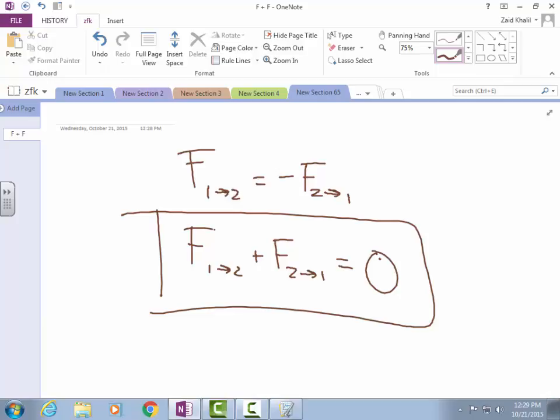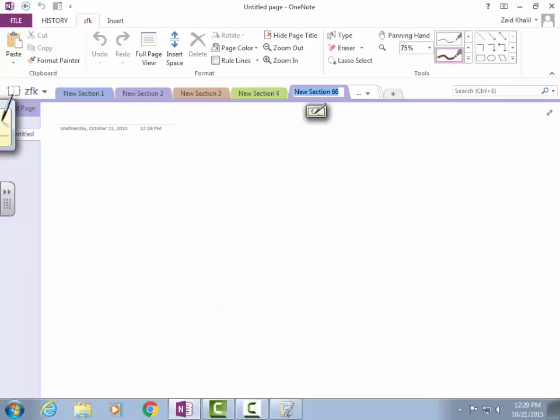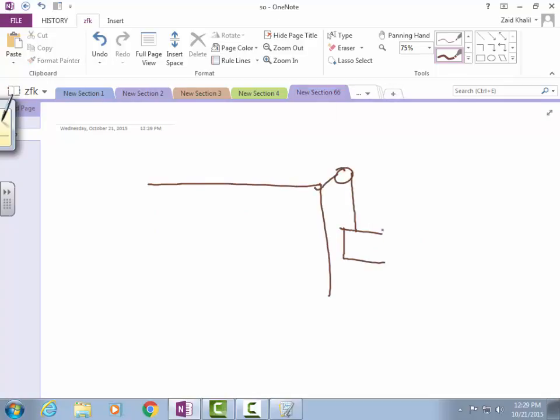So let's actually take this approach. And I'll ask you, find the acceleration of the table Atwood with friction. Tell me. M1. M2. Goodbye.